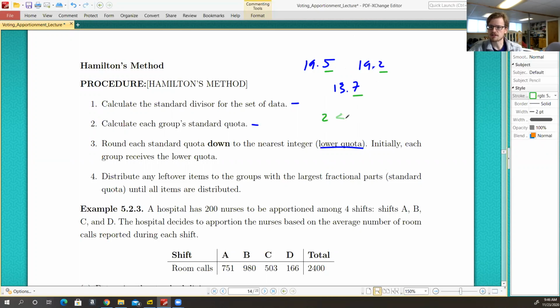So 2/10 is less than 5/10, which is less than 7/10. So if I have two more of the items to distribute, they would go to the two with the largest fractional portion. So that's what we'll take a look at in Hamilton's method. Okay, so we first distribute the lower quota, and then we will likely have some left over, and we distribute the leftovers to those with the largest fractional part. All right.